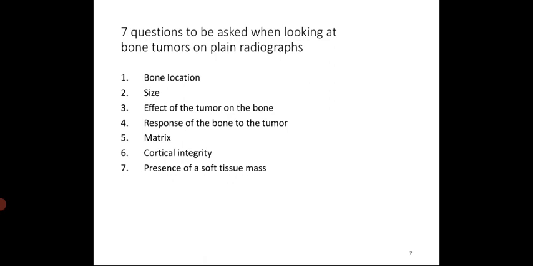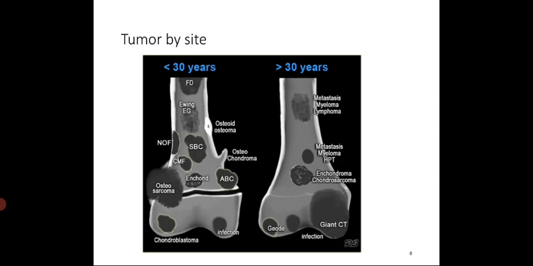Number one question would be where is the tumor? Number two, how large is the tumor? Number three would be what is the tumor doing to the bone? Number four, what is the bone doing to the tumor? Number five, what is the matrix? Number six, is there any cortical break? And number seven, is there any presence of a soft tissue mass?